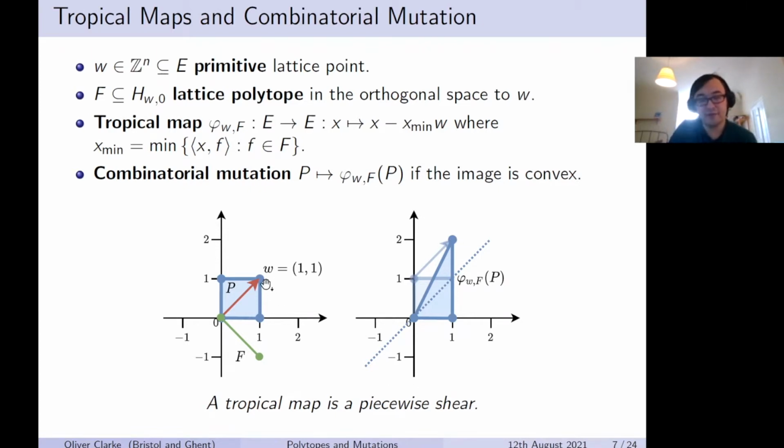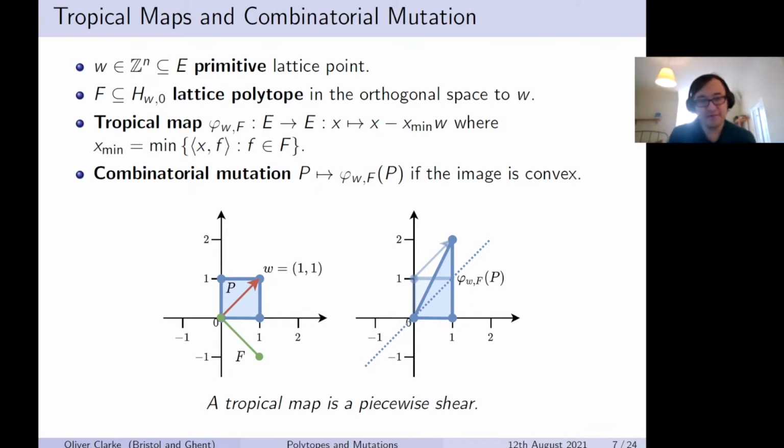In this case, if we focus on what happens to this unit square, the only point that's really moved is this point at the top, and we obtain a triangle, which we note is convex. So this gives us a combinatorial mutation of the square.